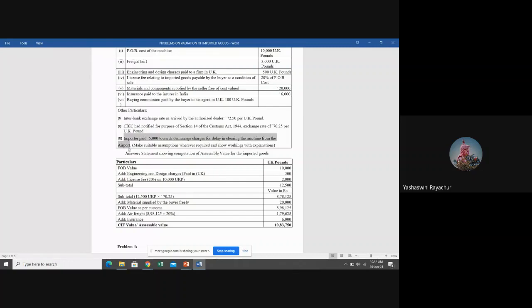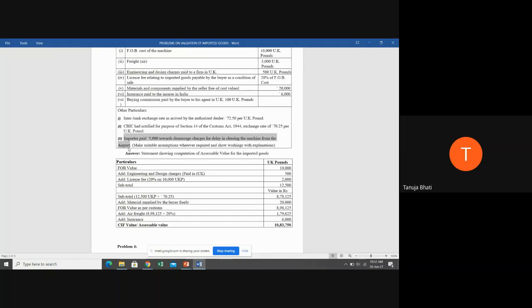Ma'am, the value should be considered before the goods get out from the clearing port. So this is for clearing the machine from the airport. The goods have reached the airport, and because he delayed, he was charged some amount, which should not be considered because it is a post-importation charge.